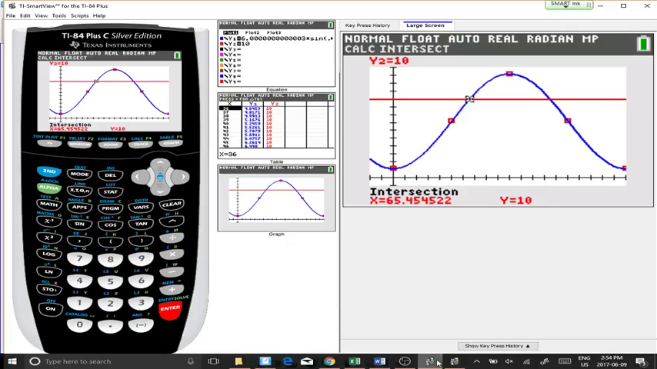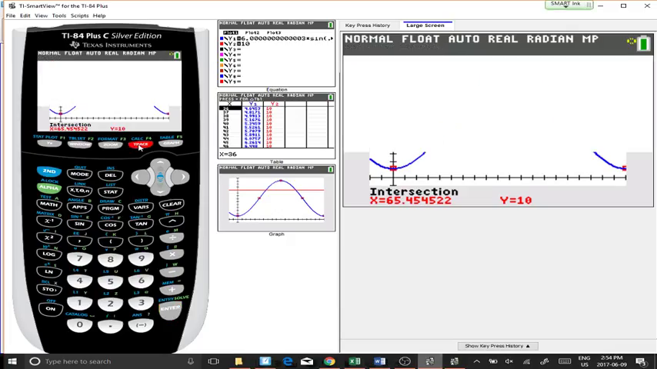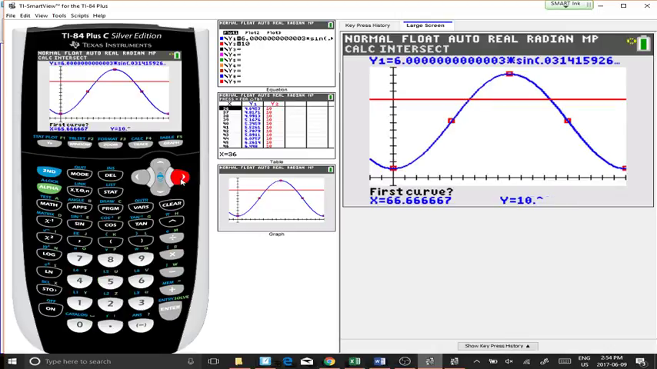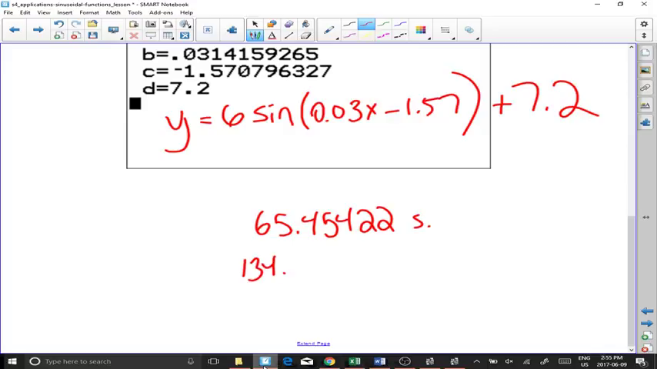And then we're going to find the second intersection point. So second calc, intersect, but we're going to go ahead and move the cursor so it's close to the second intersection point, and the second intersection point is going to be 134.54548, I think it was. Let me double check that. Yes. Those are the two times at which the Ferris wheel reaches a height of 10 meters.